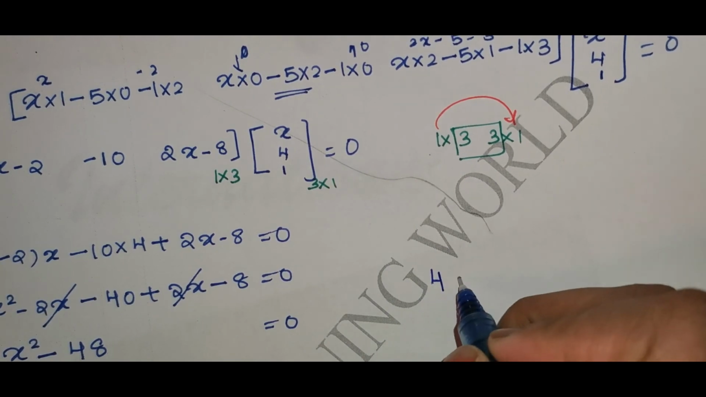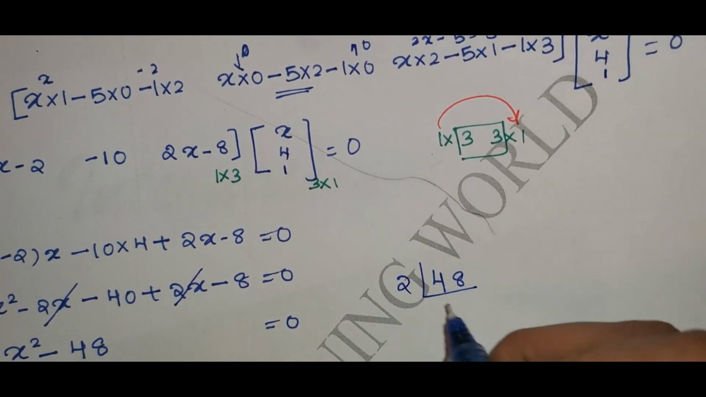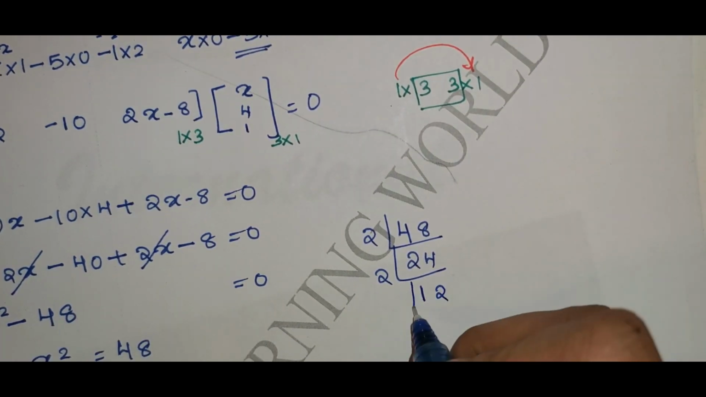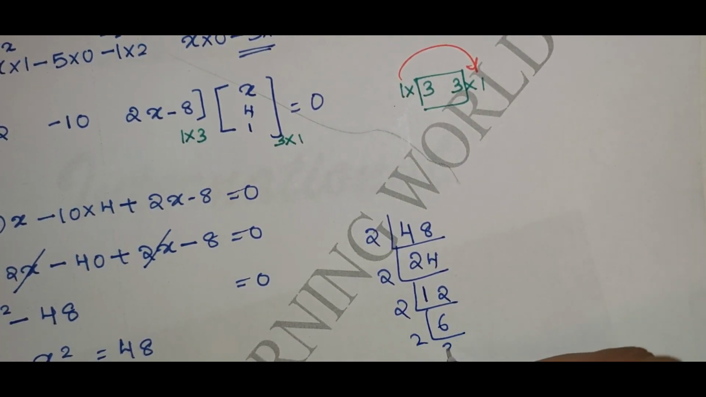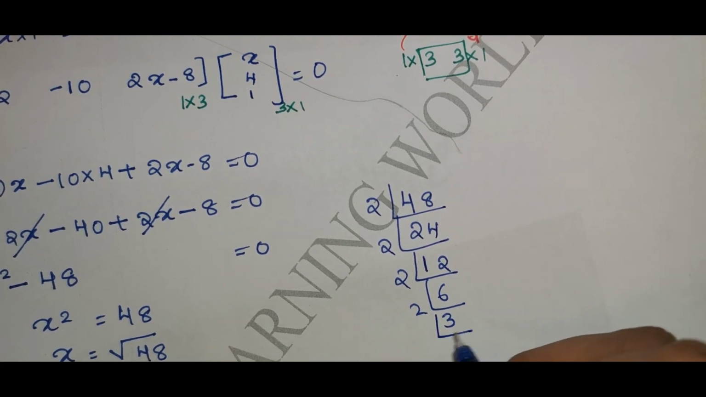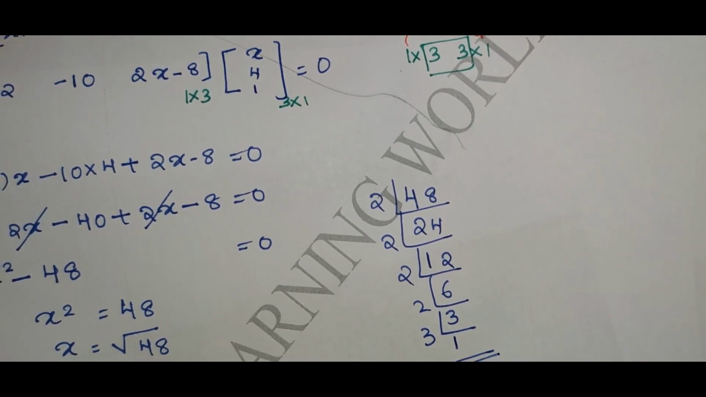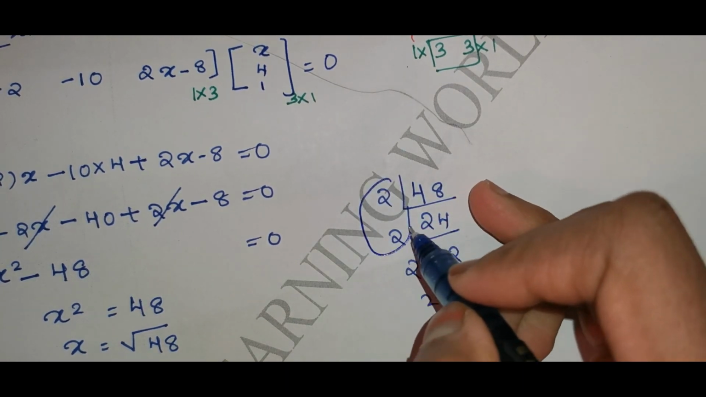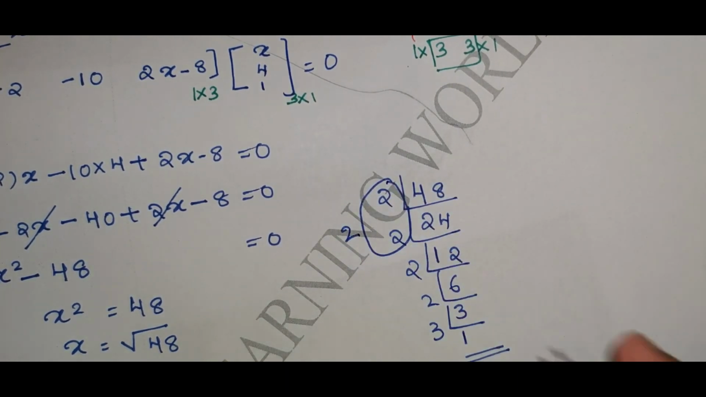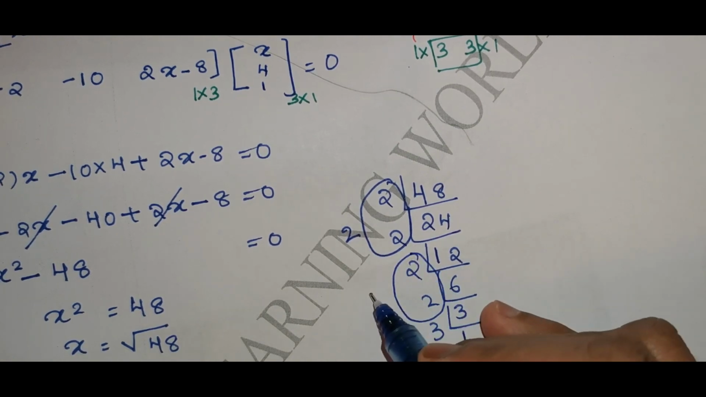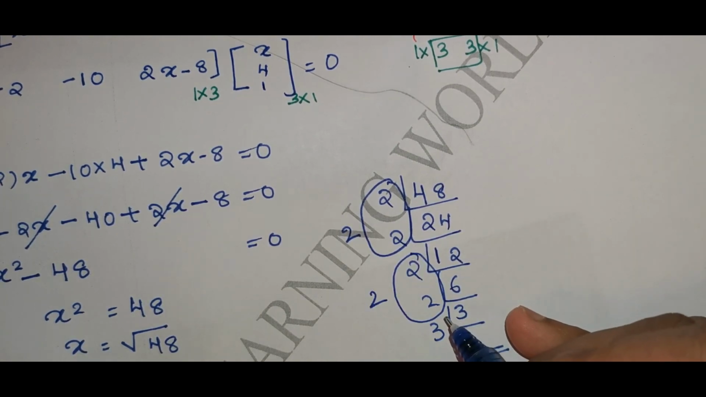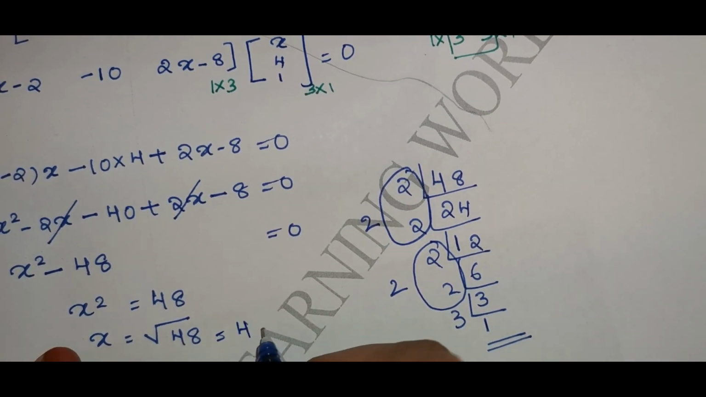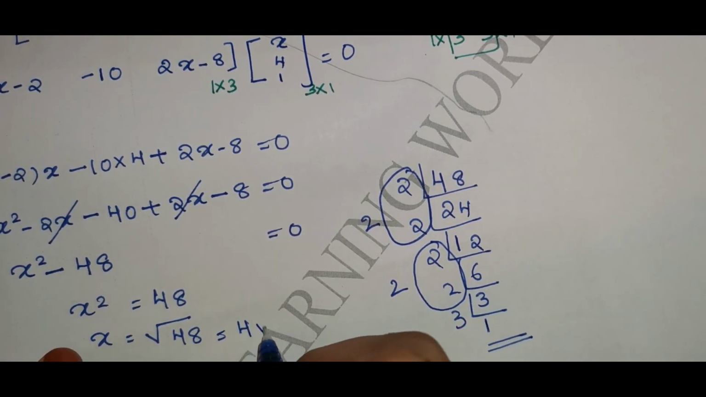So I am going to factorize 48: 2 times 24, 2 times 12, 2 times 6, 2 times 3, and 3 times 1. Next, how can we take the value? From here I can take a pair of 2s, and from here I can take another pair of 2s, and a 3 is remaining. So 2 into 2 is 4, and what is remaining? 3 is remaining, root 3.